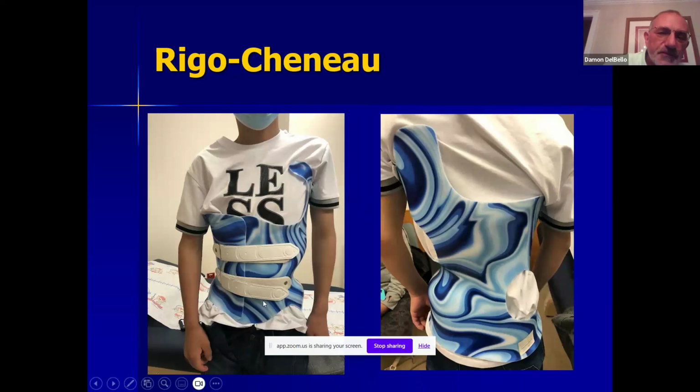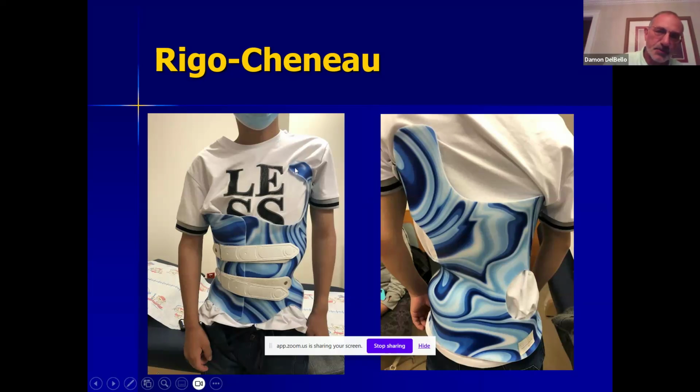This is the Rigaud-Chenot. This is a brace that is computer designed. The way it's done is the patient is scanned with an iPad, really, and the computer remodels the brace or makes the brace with the spine in a corrected position. So the computer changes the shape of the spine and makes this brace.